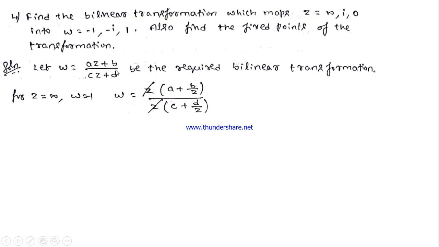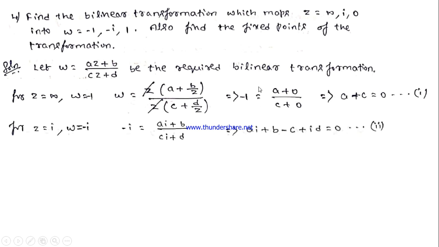We will get b by z, d by z, and this z and z cancel. Now substitute w equal to minus 1, and we know 1 by infinity is 0. So it becomes a plus 0 by c plus 0. As a result, you will get a plus c equal to 0 as your first equation. Now by using the second point, z equal to i and w equal to minus i, this is your equation. By using z equal to 0 and w equal to 1, you have got this equation.